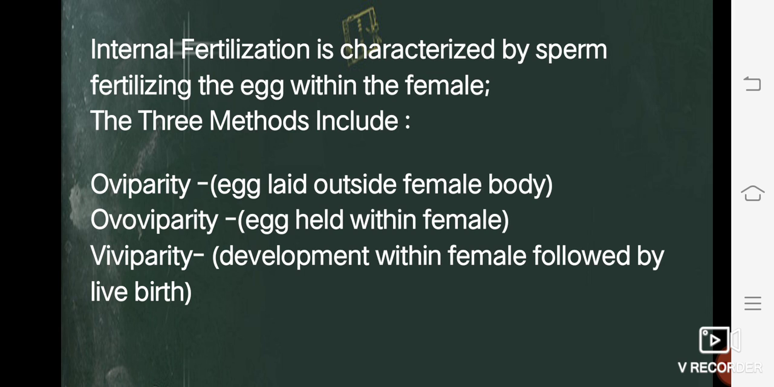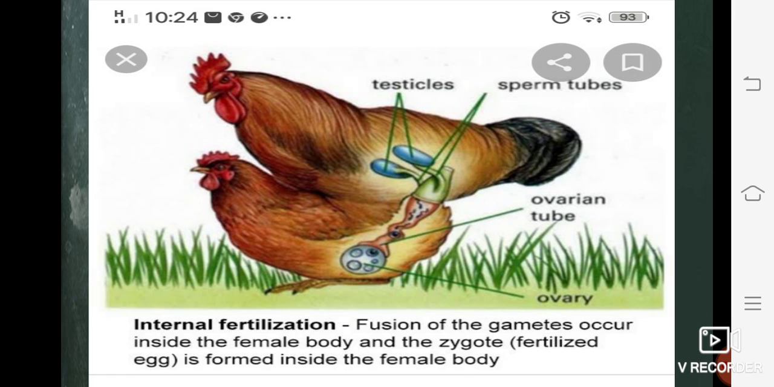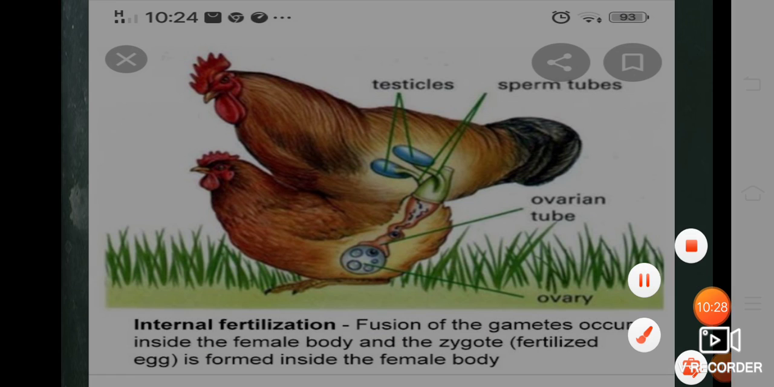Internal fertilization is characterized by sperm fertilizing the egg within the female. The three methods include oviparity, the egg laid outside the female body; ovoviparity, the egg held within the female; and viviparity, the development within the female followed by live birth. Example of internal fertilization: the fusion of the gametes occurs inside the female body and the zygote, the fertilized egg, is formed inside the female body.